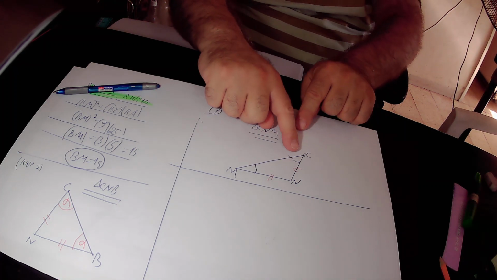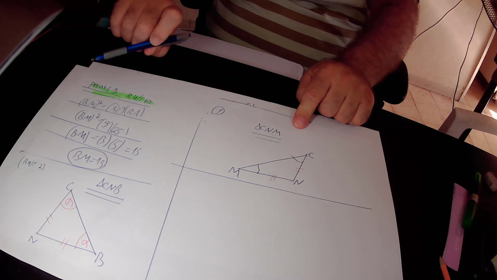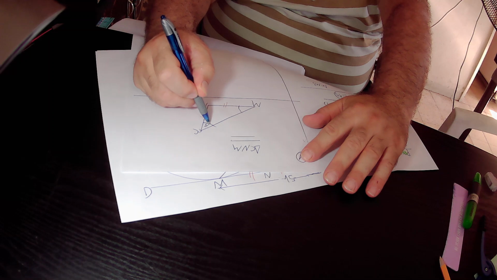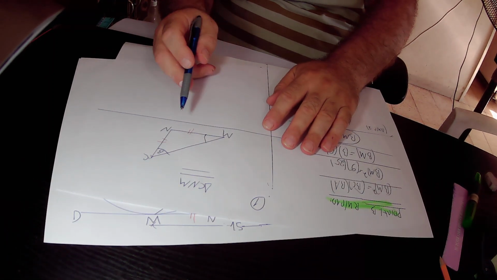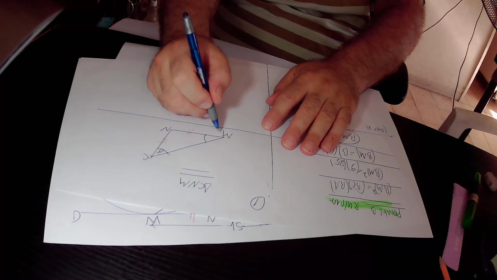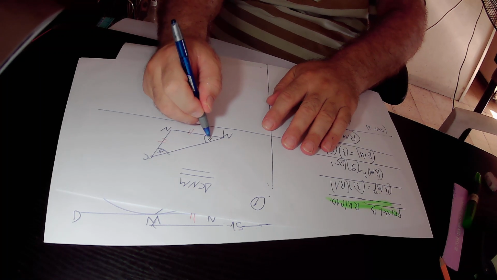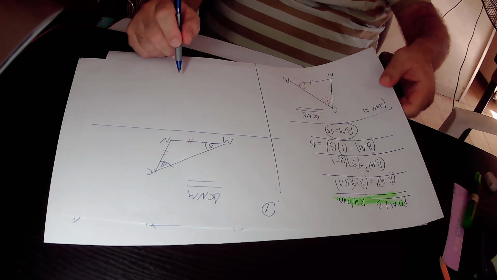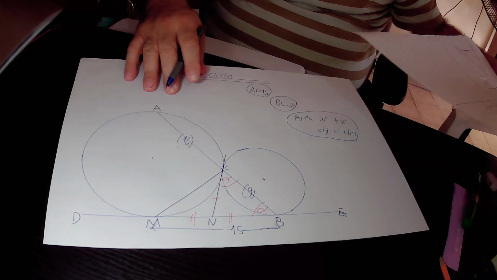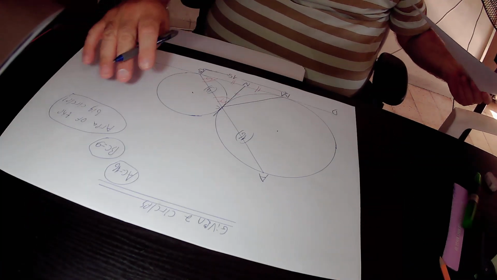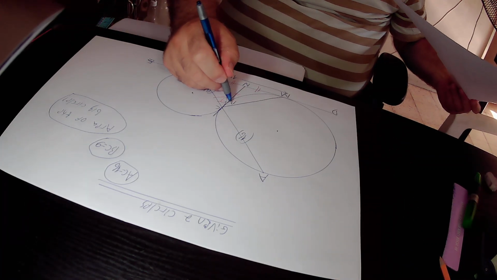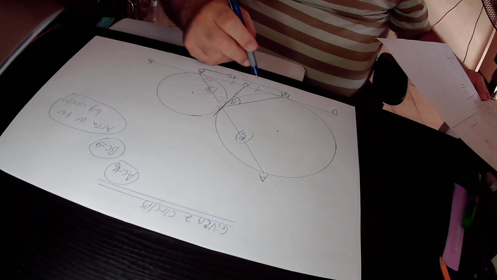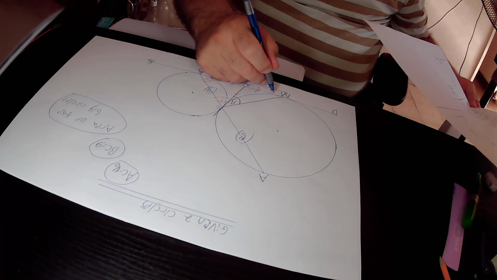So if we define the size of this angle NCM as beta, then the size of this angle CMN must also be equal to beta, according to the rule that I mentioned. In conclusion, we found out that angle MCN equals beta. This is angle MCN that is equal to beta, and angle NMC also equals beta. This is angle NMC that is also equal to beta.